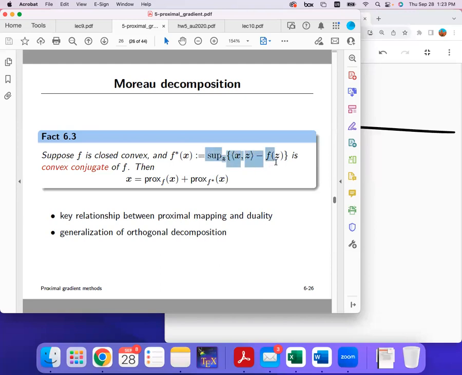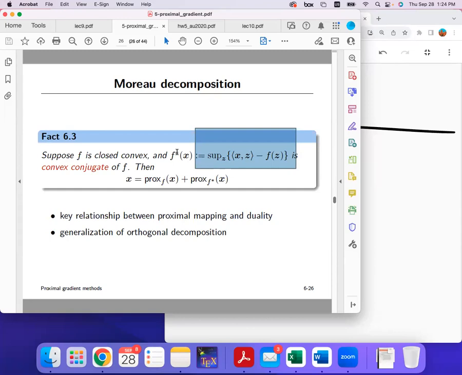This defines a function in x, because x is the given input, and then we are solving this problem over z. Suppose we can get the optimal z, we just plug it in, and it gives us a certain value. This is how we define the conjugate function, and it depends on f. f and f star form a primal-dual conjugate pair. f is in the primal form, f conjugate is the dual form.